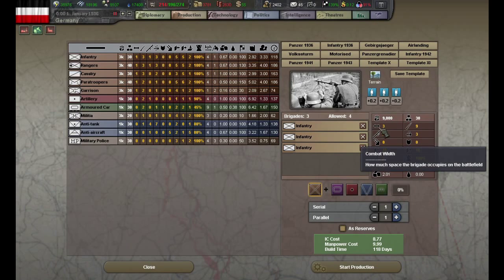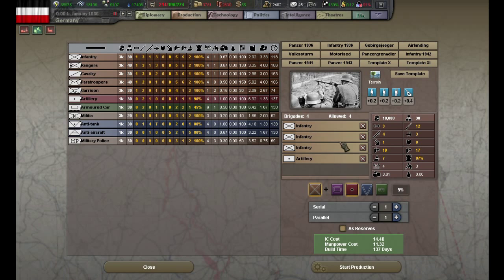If we wanted to keep our combat width of 3, we could just add an artillery unit to this. This artillery unit also increases our soft attack up to 12, but it keeps our combat width at the same rate. So this infantry regiment is now significantly stronger, but it takes up the same amount of frontage. It takes up the same amount of width at the front lines.